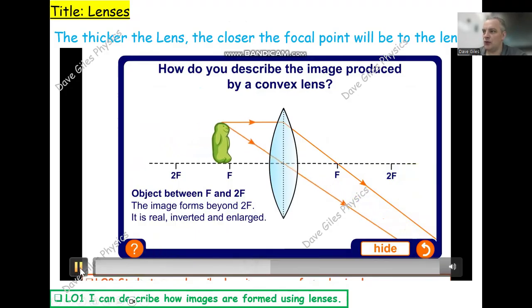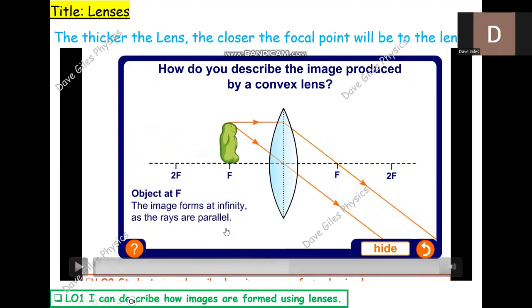Then, if we put it on the focal point, the image forms at infinity. So these rays here will never cross because they were parallel to each other. So you don't actually get an image formed if it's on exactly the focal point.